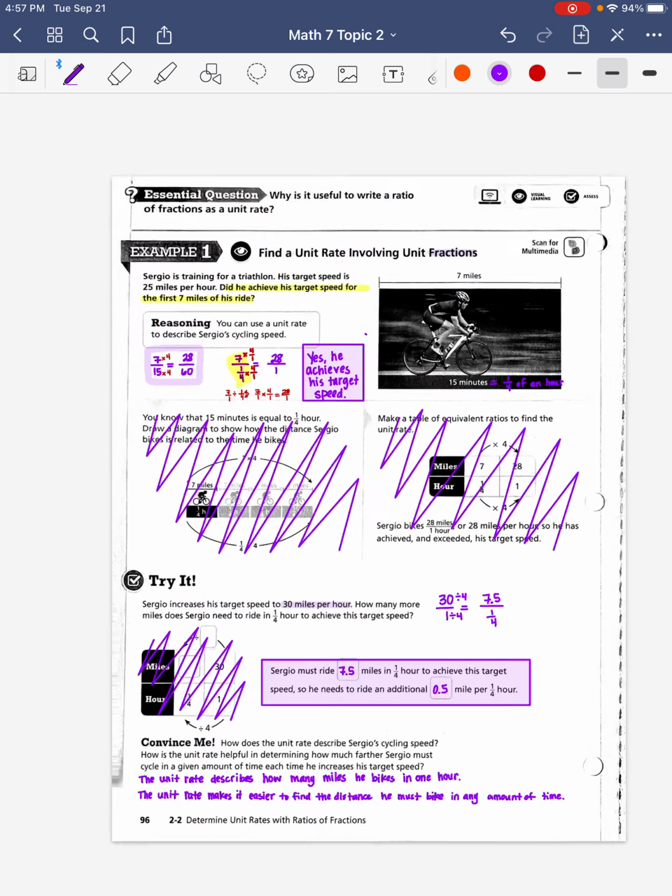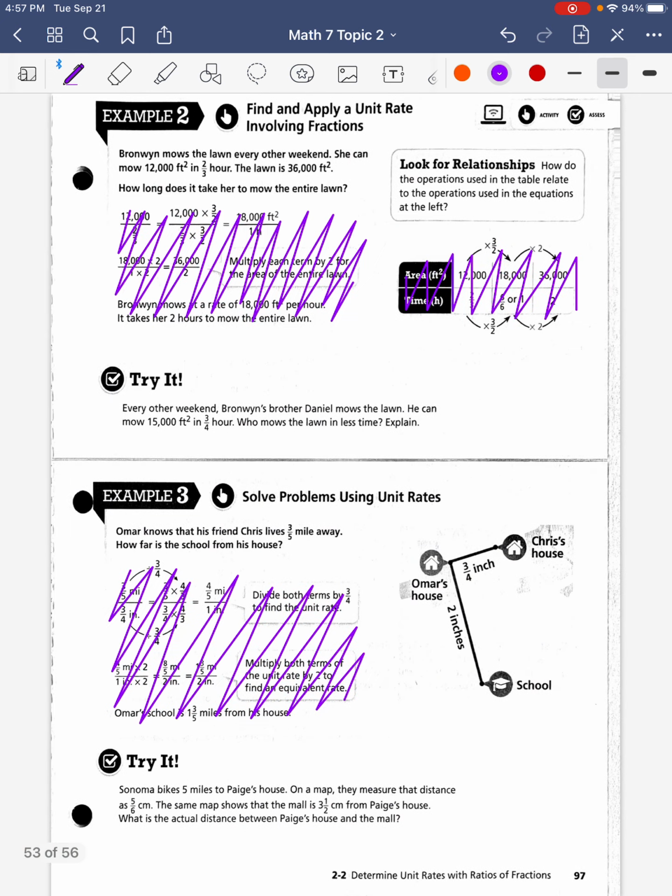Okay, let's move on to page 97, example number 2. Bronwyn mows the lawn every other weekend. She can mow 12,000 square feet in 2/3 of an hour. The lawn is 36,000 square feet. How long does it take her to mow the entire lawn?